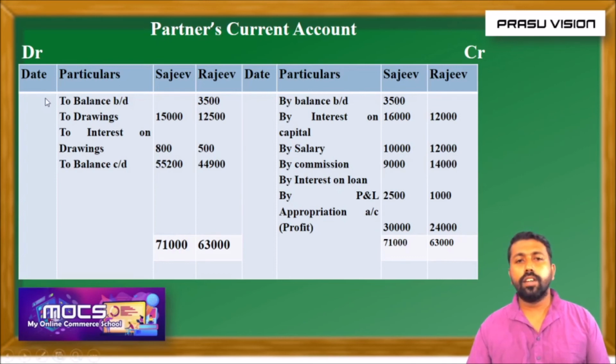Then we have to write the drawings amount of partners and interest on drawings. Find out the total of the credit side and the total of the debit side. The difference will be to balance carried down 55,200, 44,900. Solve the problem in your notebook.